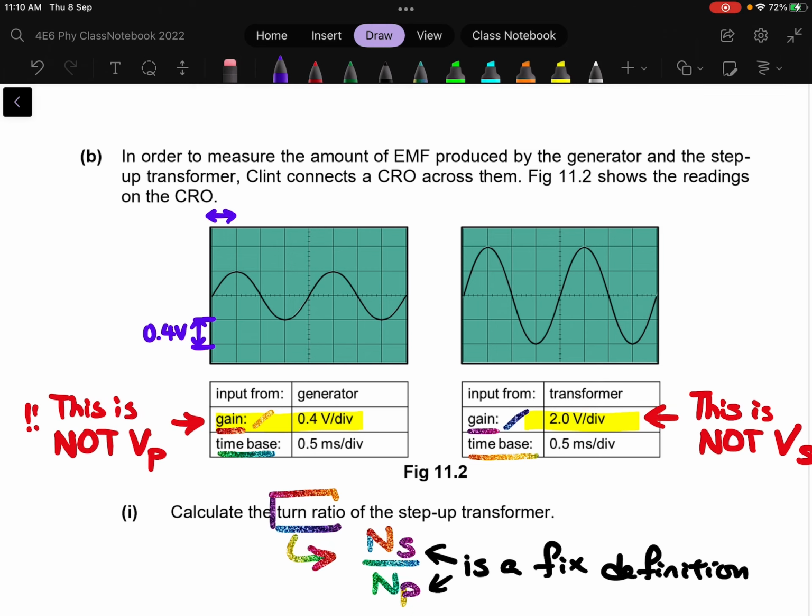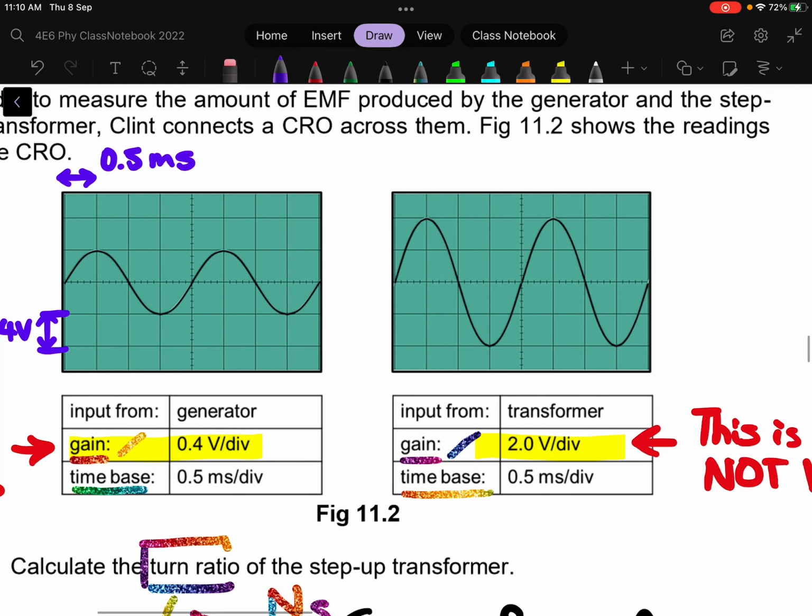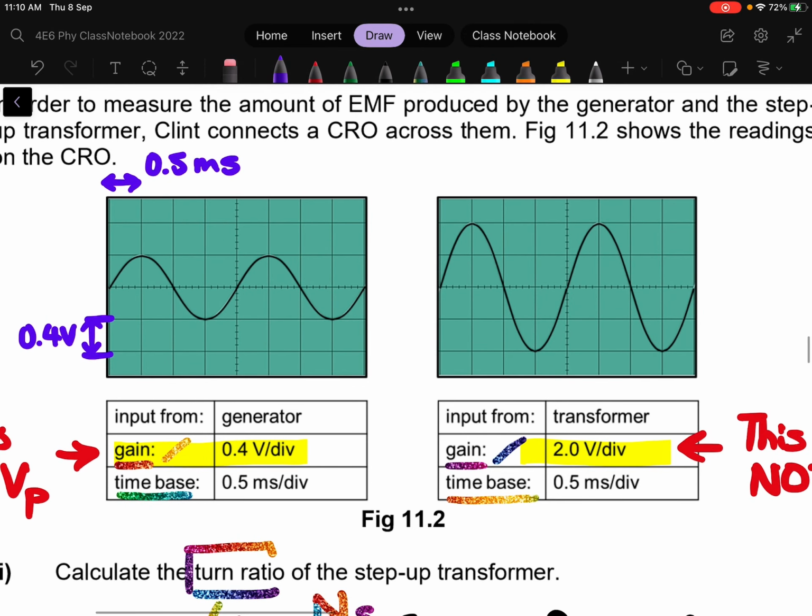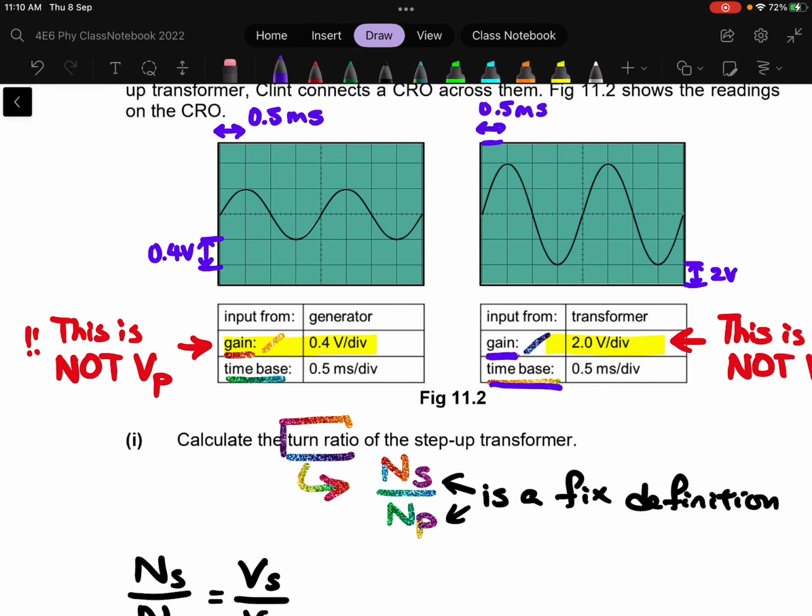And this time base is telling you that on the x-axis, every division is basically 0.5 milliseconds. That's all it tells you, nothing else. Same thing for the secondary coil. What does this gain mean? Well, it's telling you that one box over here is 2 volt, and that one box right down here is 0.5 milliseconds.